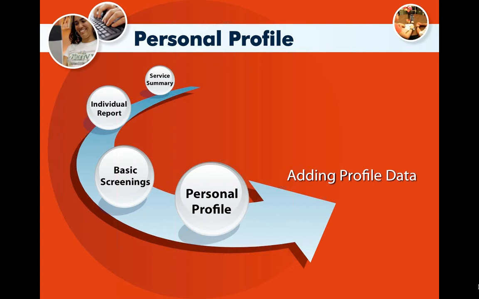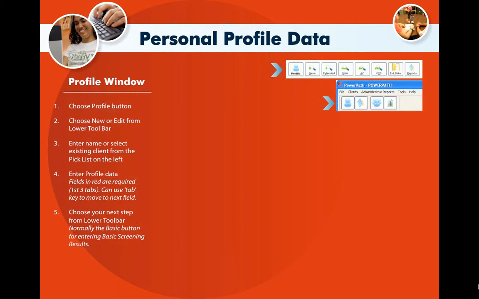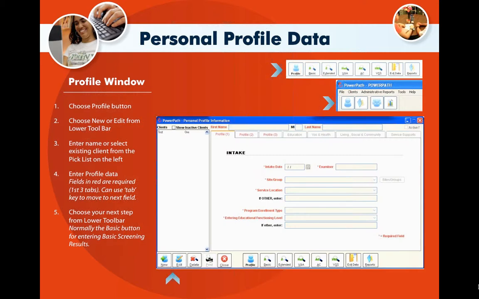Let's move on to adding profile data. The first step is to create a personal profile of your learner. Choose the Profile button. Then choose New or Edit from the lower toolbar. Enter a new name or select an existing client from the pick list on the left. Now you can enter profile data. There are 7 tabs. Fields in red are required.